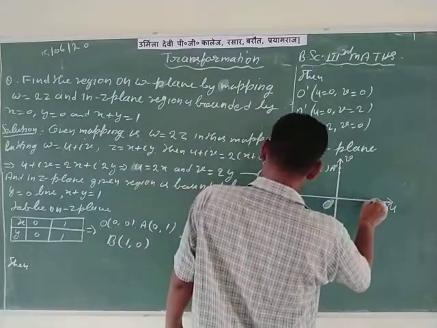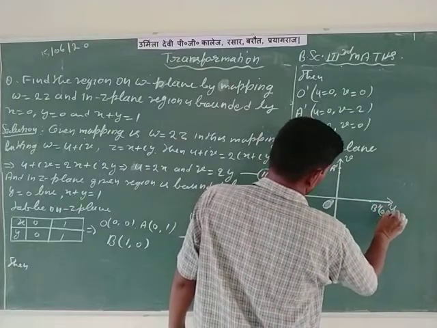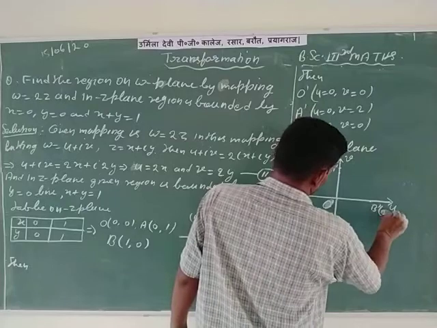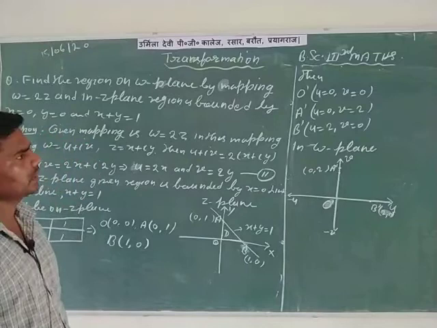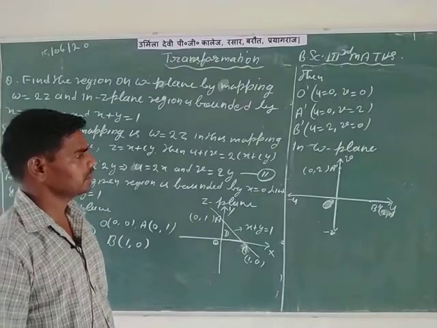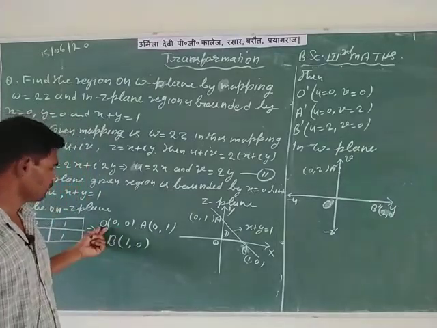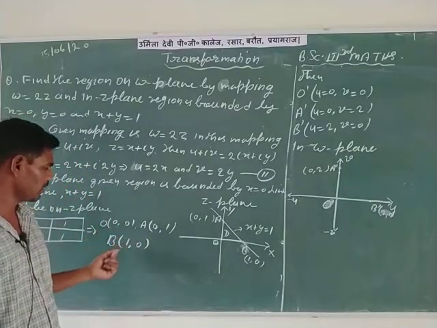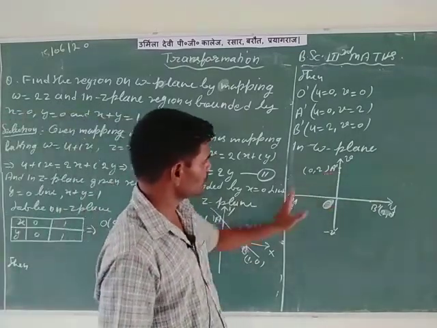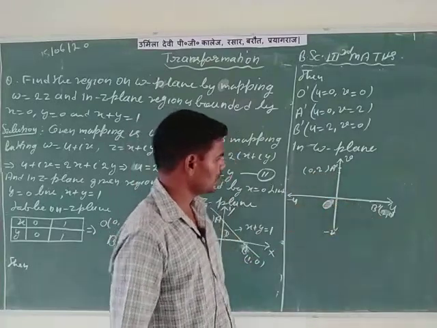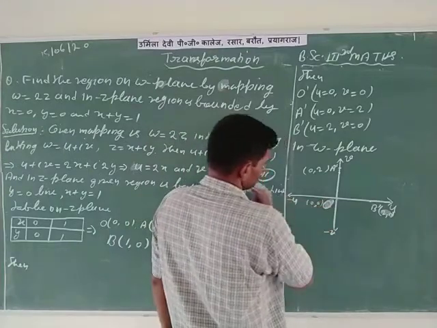So here, 2 distance is denoted by B dash, with coordinates 2, 0. So it's clear that all 3 points O dash, A dash, B dash are the corresponding points of the Z plane points O (origin), A and B. In the W plane, A dash is 0, 2, B dash is 2, 0 and O dash is 0, 0.